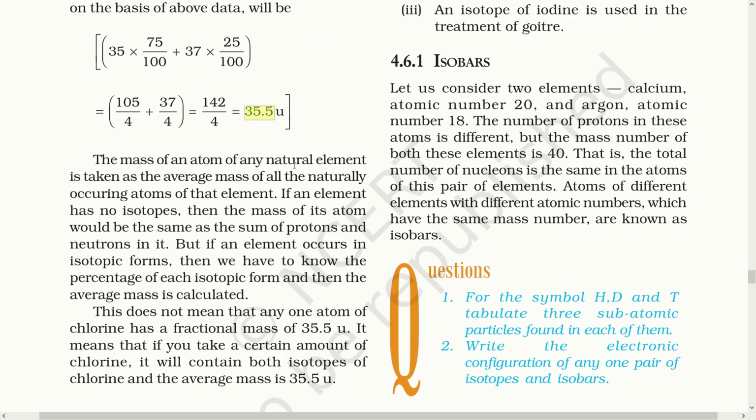The mass of an atom of any natural element is taken as the average mass of all the naturally occurring atoms of the element. If an element has no isotope, then the mass of its atom would be the same as the sum of protons and neutrons in it. But if an element occurs in isotopic form, then we have to know the percent of each isotopic form, and then the average mass is calculated.